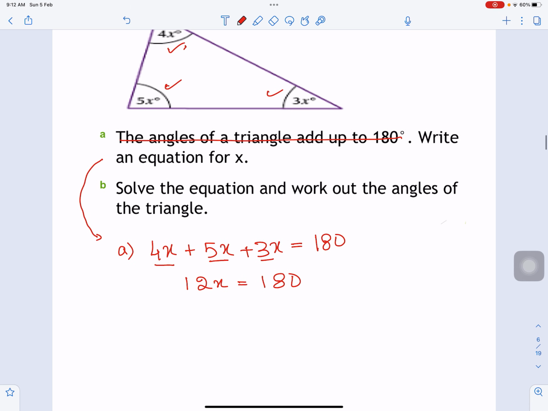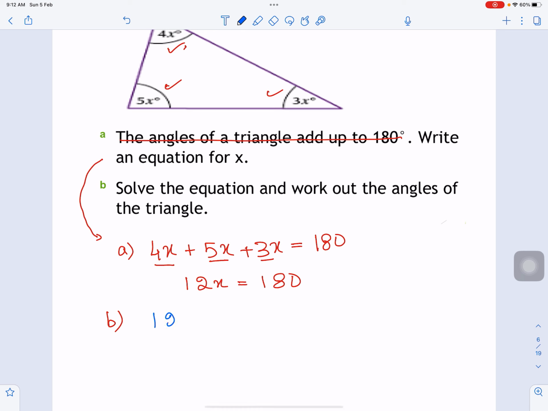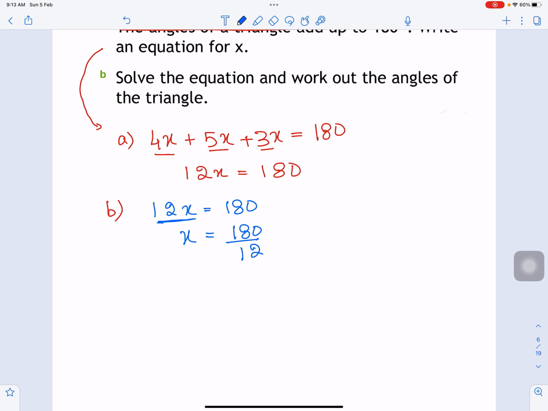Then it is saying solve the equation and work out the angles of the triangle. So now using this you will find out the value of x. In video 1 we have seen how we get the value of x if two terms are multiplying, like 12 is multiplying by x here. So x is equal to 180 divided by 12. Now here you need to have strong tables, because at your level a calculator will not be allowed. You can start with the table of 2. So 2 sixes are 12, 2 nines are 18, and then 2 zeros are 0.